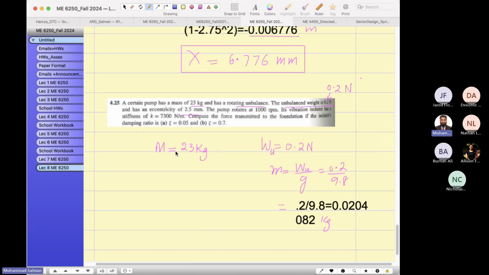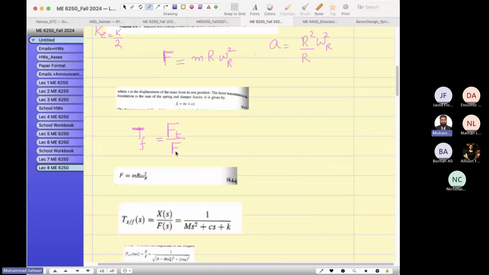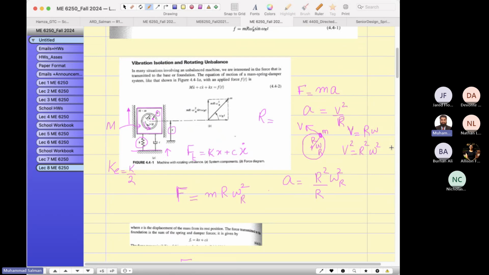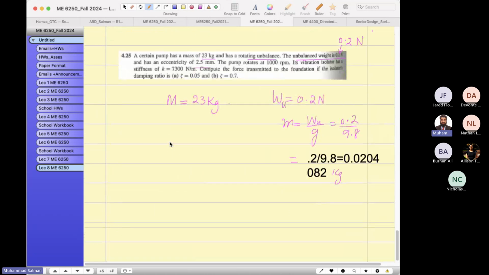The eccentricity. So if you go back to the picture, the eccentricity is given like this, from the center axis of rotation to the mass. So R is given like 2.5 millimeters, or in meters it is 2.5, and the pump rotates at 1000 rpm.